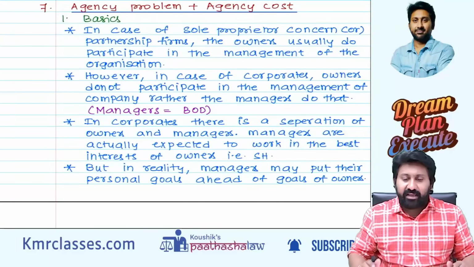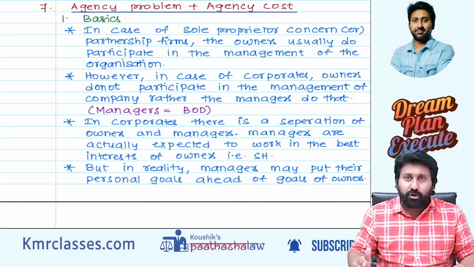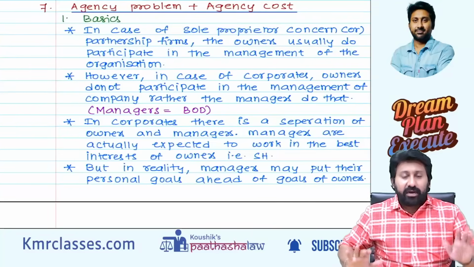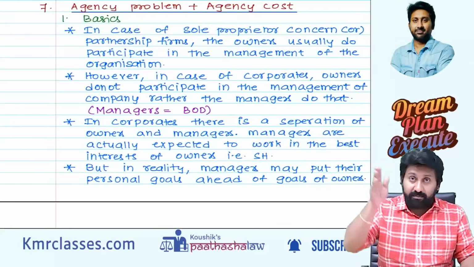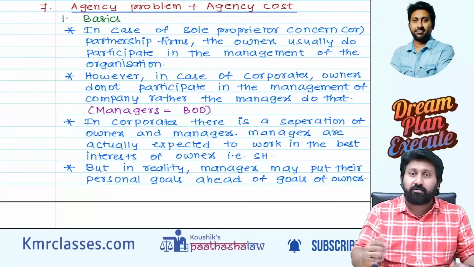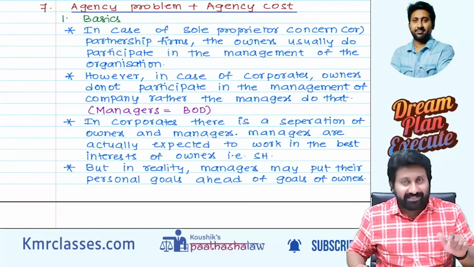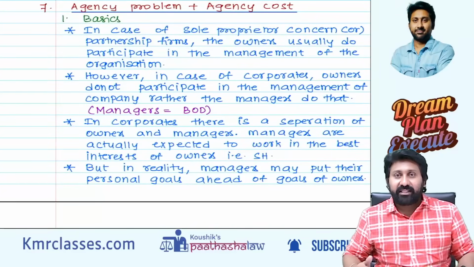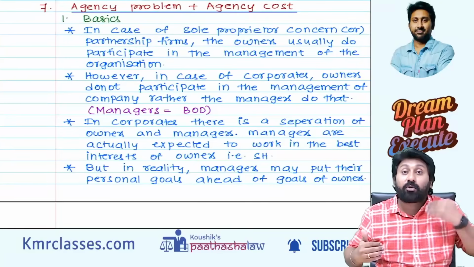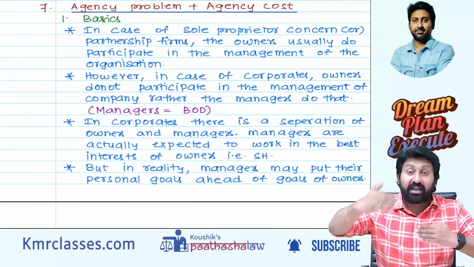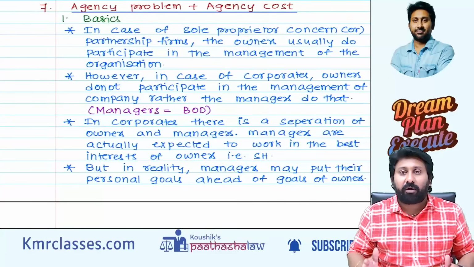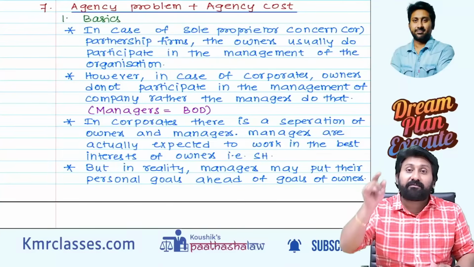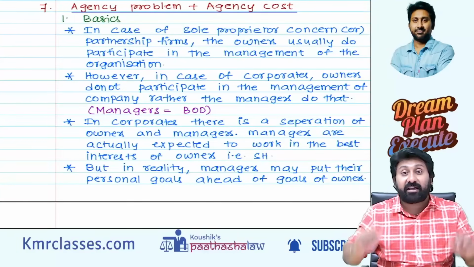Generally, managers or management should always keep company objectives as their objective. Company goals, company aim, company focus should become their main priority. But sometimes managers will not do that. They are human beings. They will always put their personal goals ahead of the company goals. That kind of problem is called an agency problem. Because of this agency problem, the company may incur a loss also.